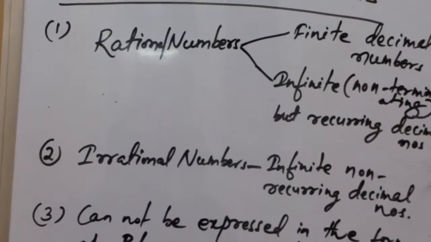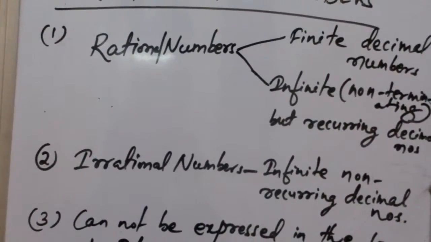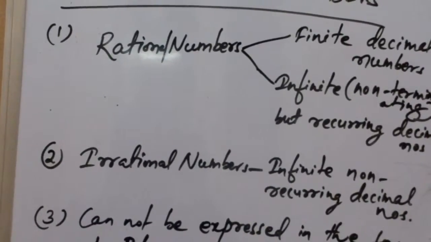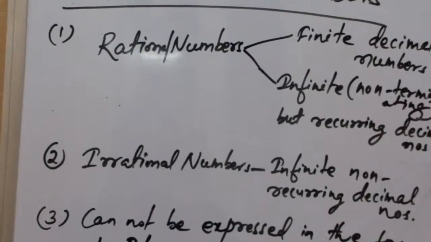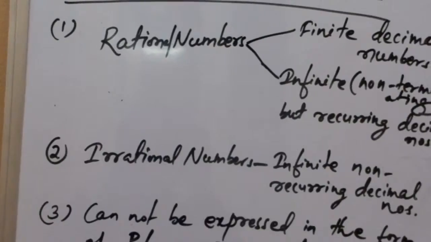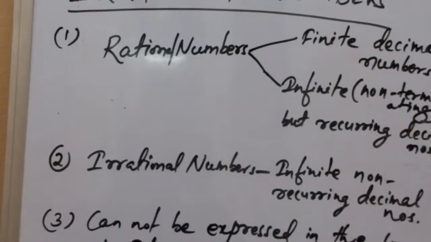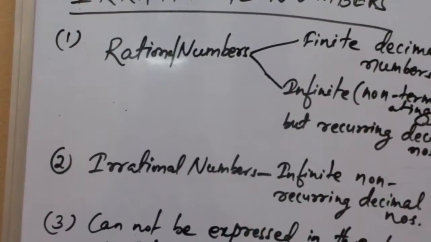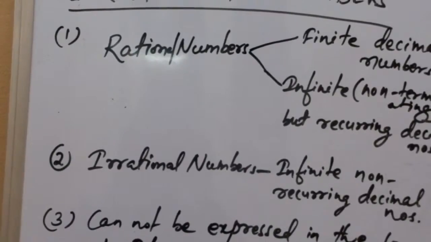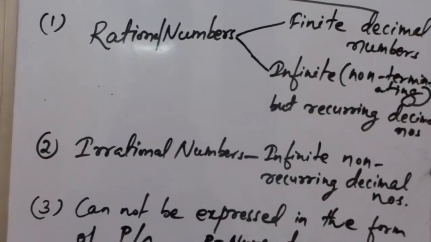If we leave out these two conditions, then we get one more condition, which is called infinite non-recurring decimal numbers. As you can see in the video, in point 2, I have mentioned that irrational numbers are nothing but numbers which are infinite non-recurring decimal numbers, right? We'll see a few examples. So what do we mean by infinite non-recurring decimal numbers?